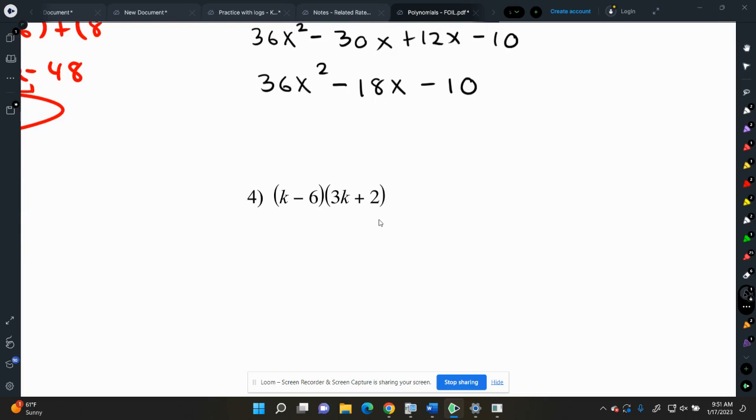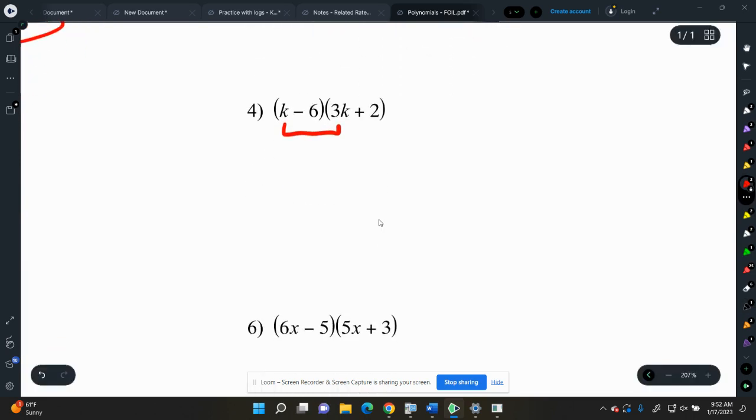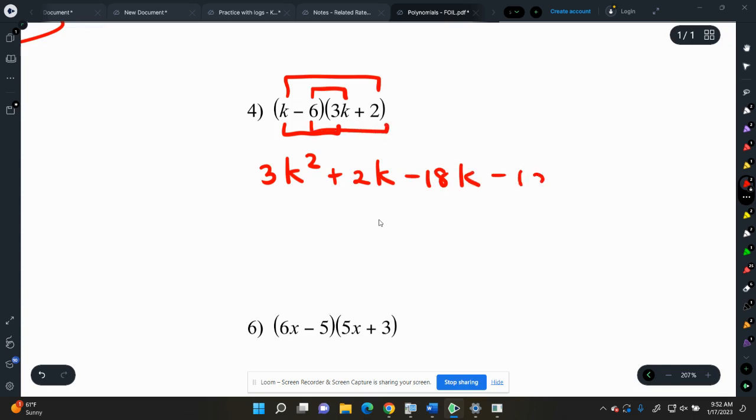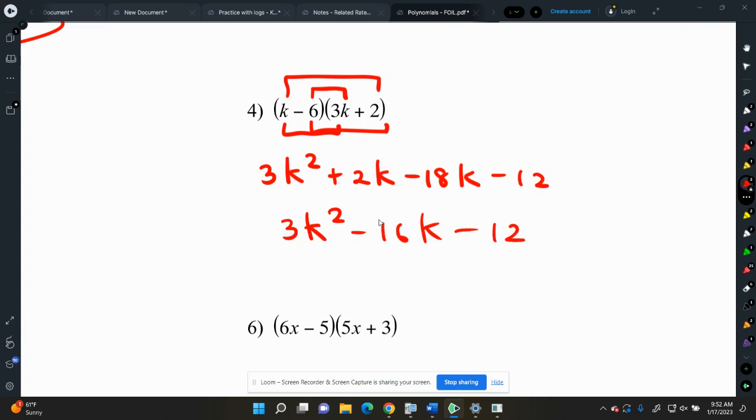Questions on that one? Okay, number 4. I'll go back. It's just a matter of scrolling down the pages. So let's see, we've got 3k squared plus 2k minus 18k minus 12. That gives us 3k squared minus 16k minus 12. Everybody good?